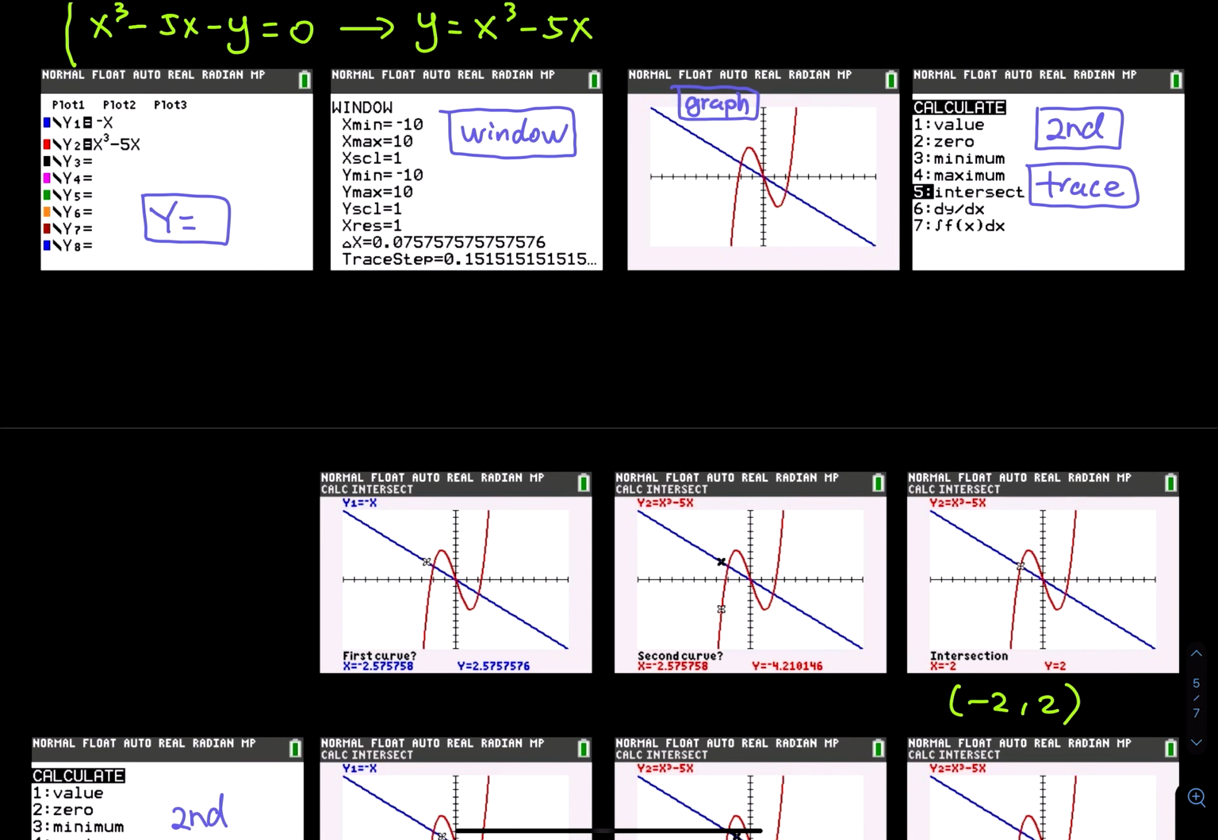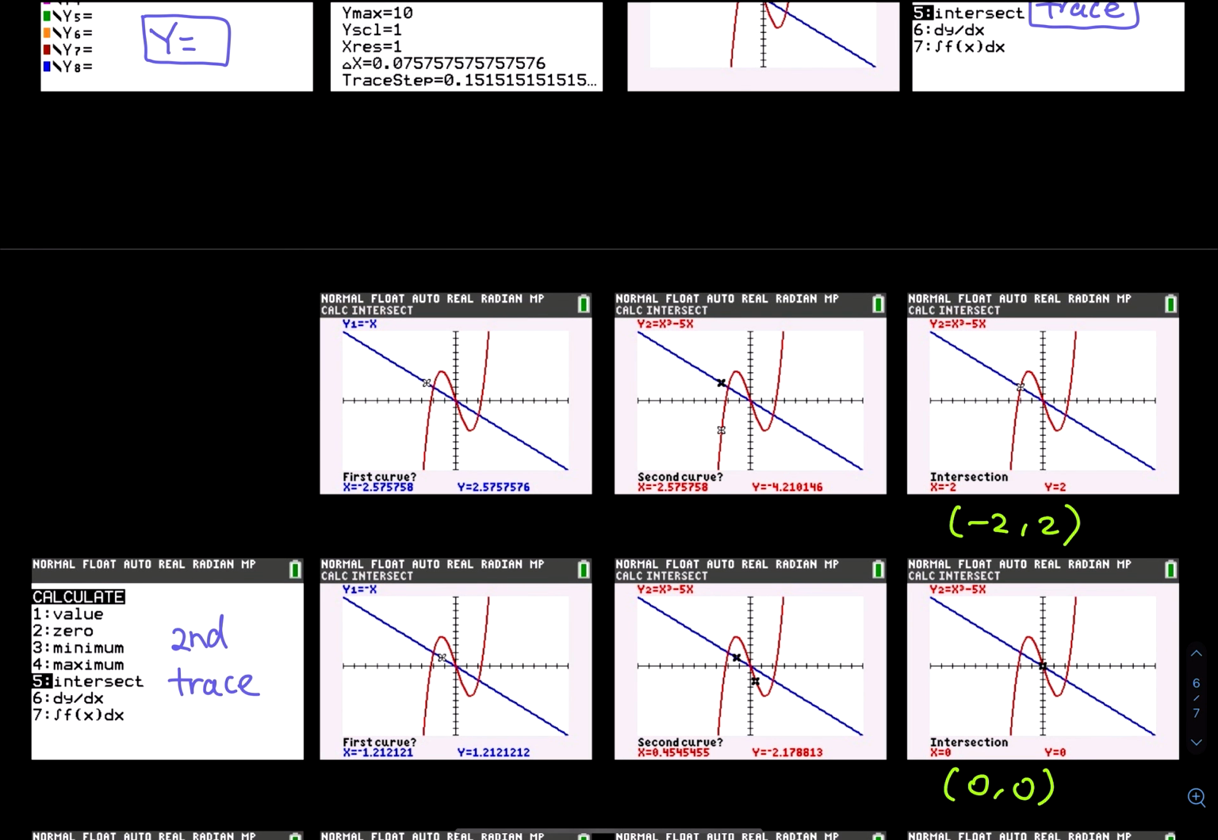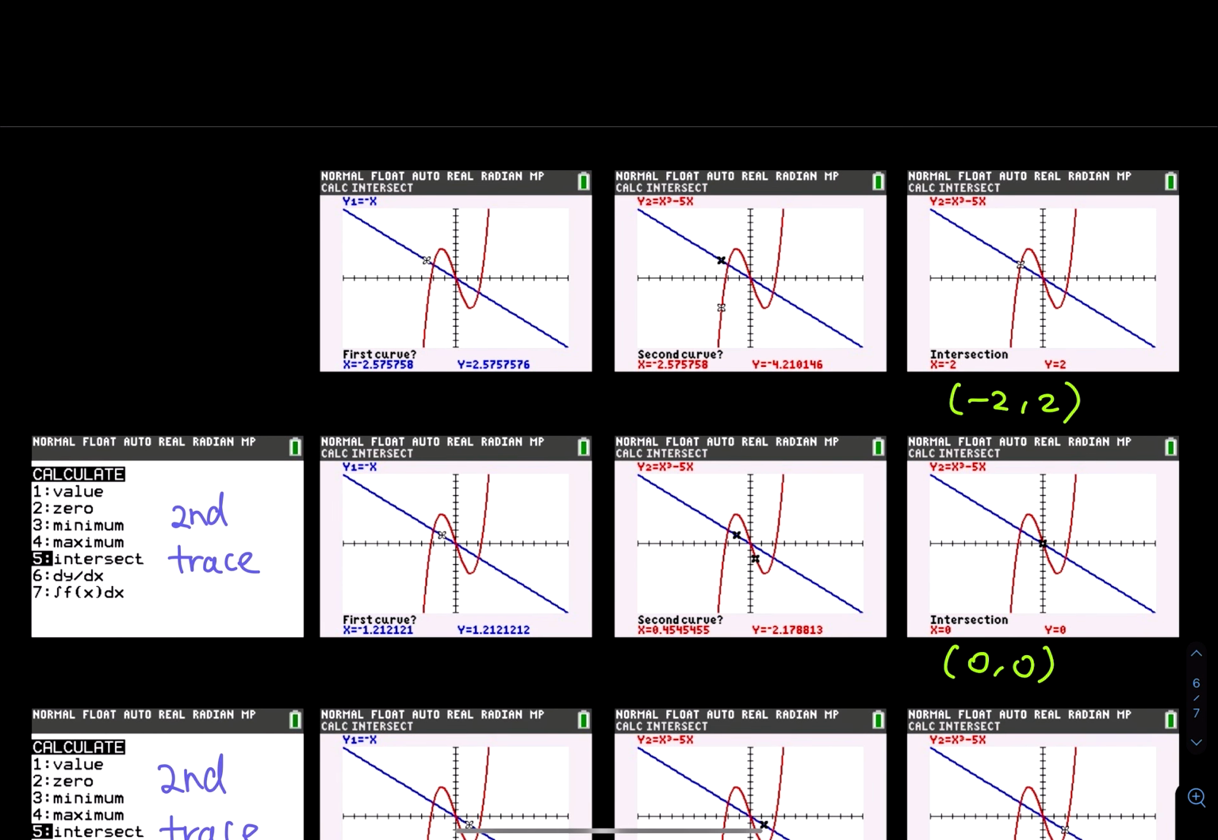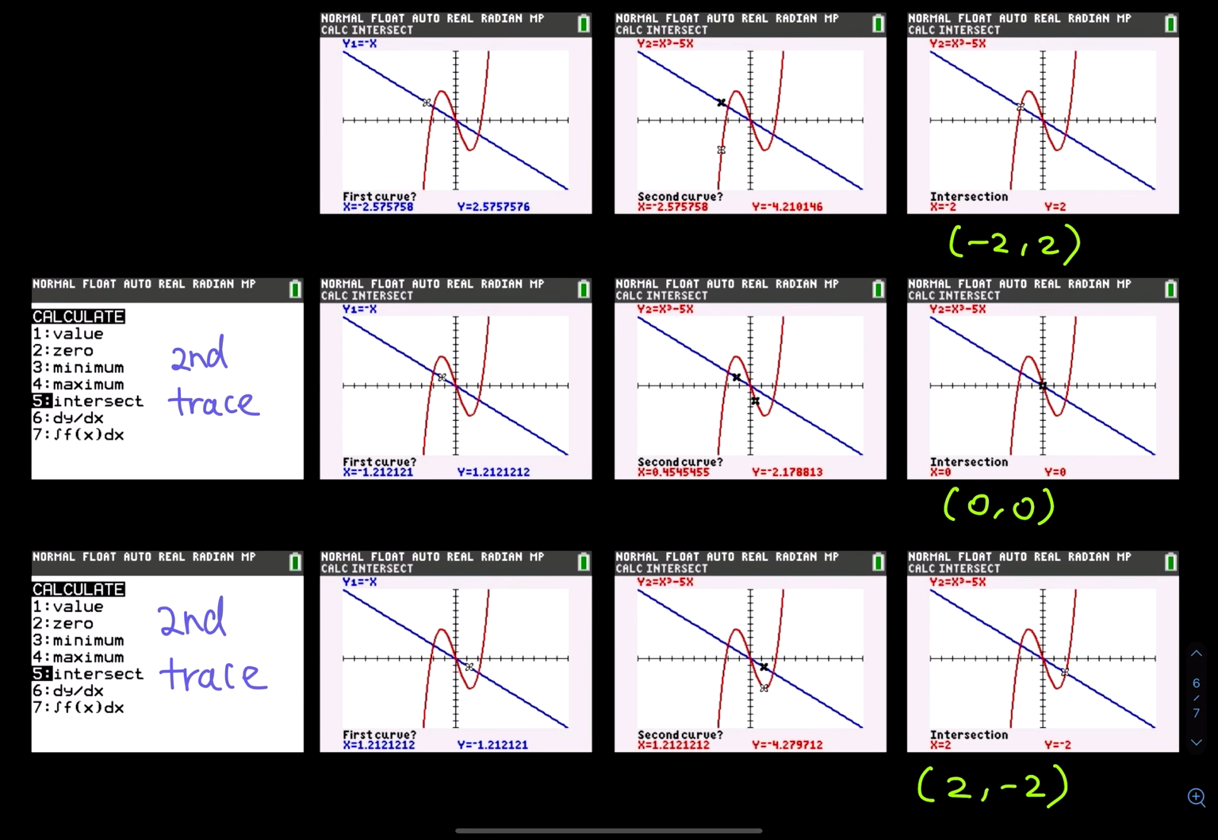And then I go to second trace again. The next step is to find the intersection at the origin. So one mark over here, and then one mark over there, and then find the intersection, and the intersection is there at the origin, 0, 0. And then last but not least, second trace again, find the third intersection. So one mark on the left, and then one mark on the right.